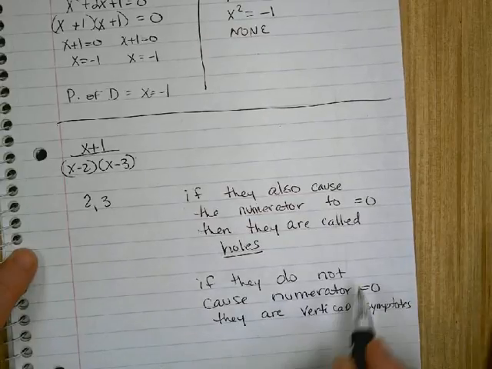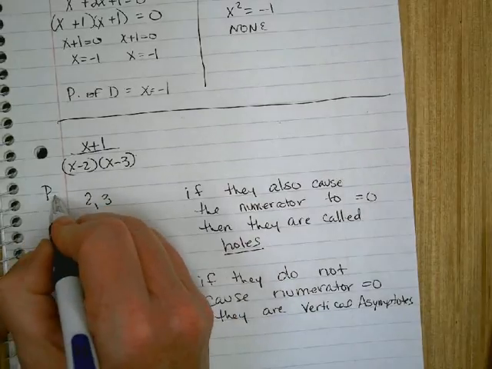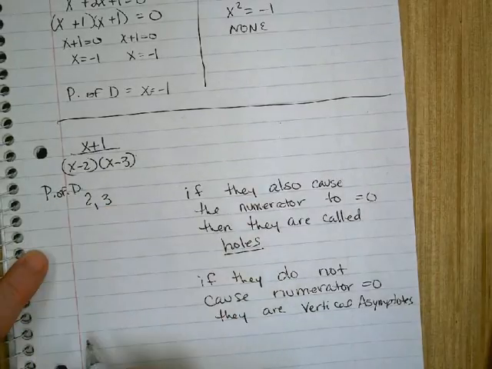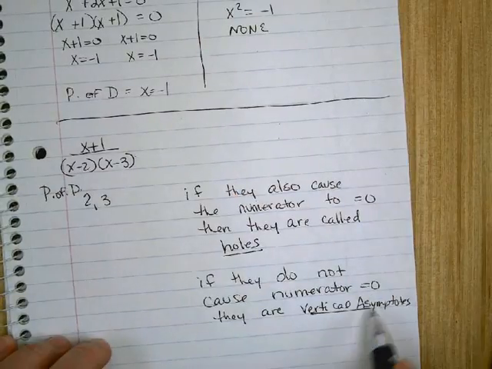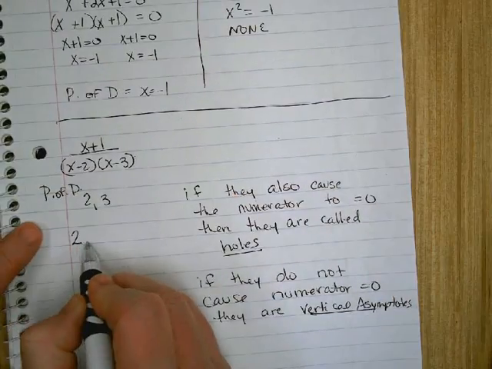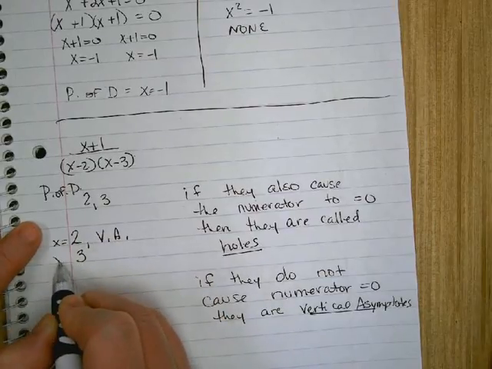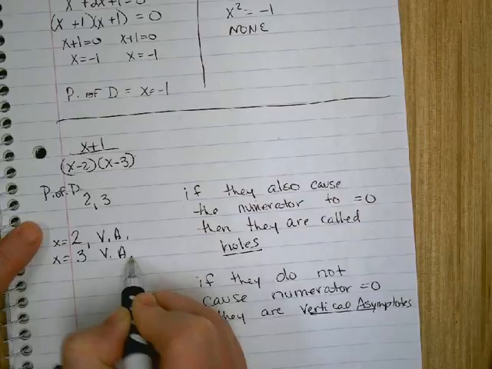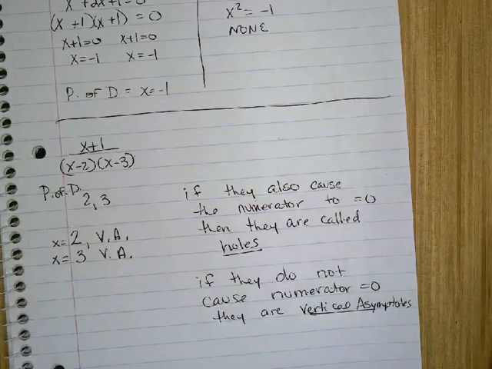So yes, 2 and 3, first of all, they are points of discontinuity. And then you have to decide whether they fit into this category or this category. When x is 2, it is a vertical asymptote. When x is 3, it is also a vertical asymptote. But if it were negative 1, then it would be a hole. Can we do that? Okay, let's look at another example.